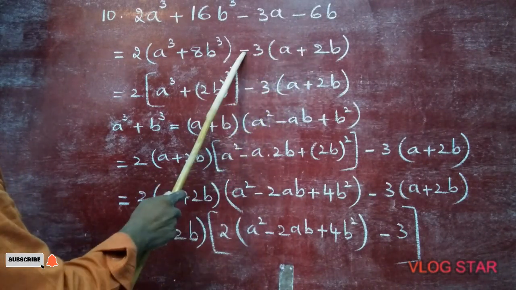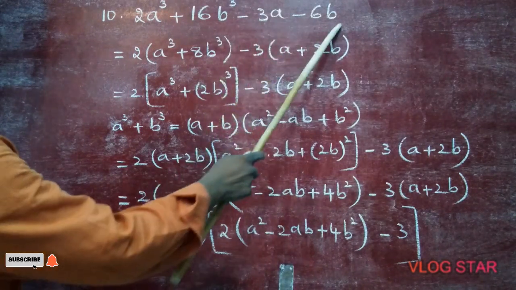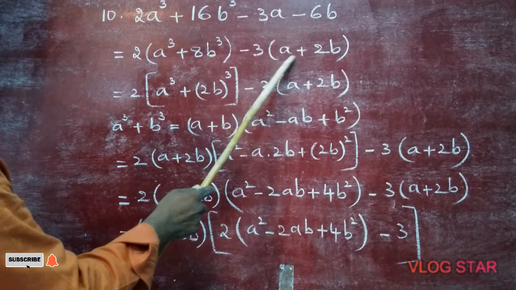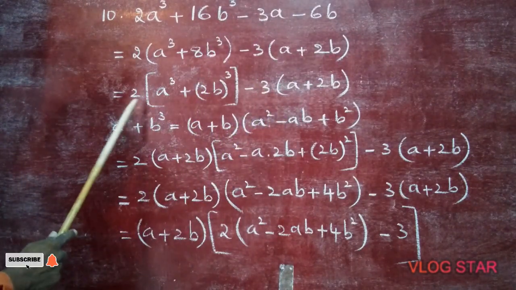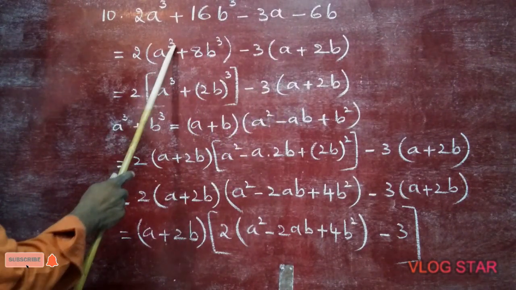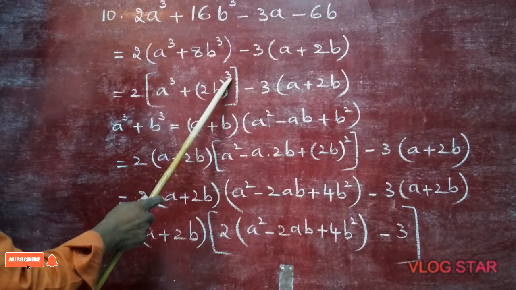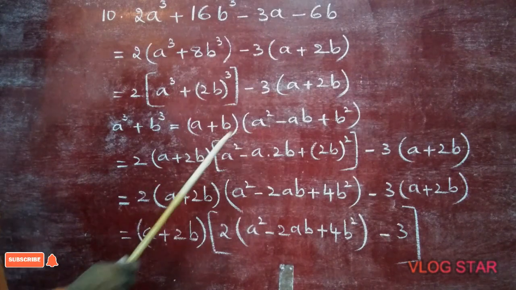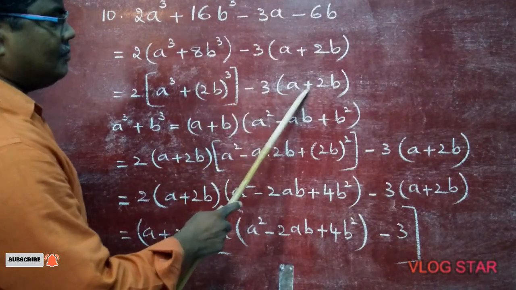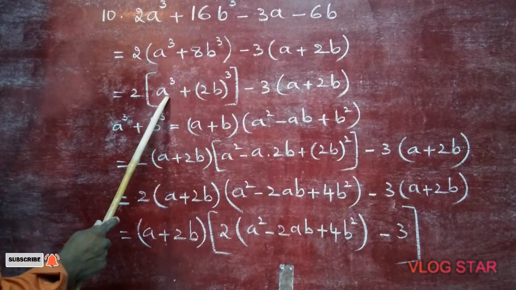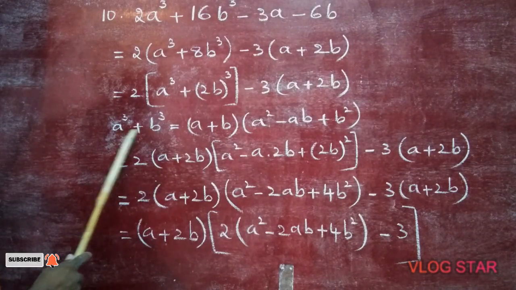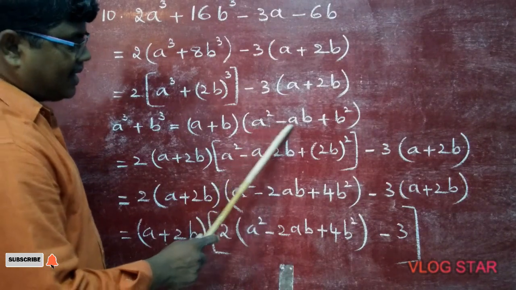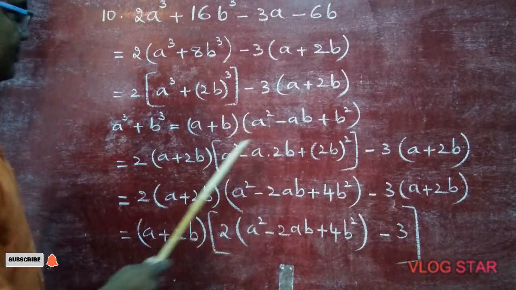A plus 2b. So take minus 3. Minus 3 is common in both the terms. So minus 3 into a plus 2b. Now 2 into a cube plus 2b whole cube, because 8 cube we can write as 2b whole cube. Minus 3 into a plus 2b. Now it is in the form of which formula? A cube plus b cube is equal to a plus b into a square minus ab plus b square.